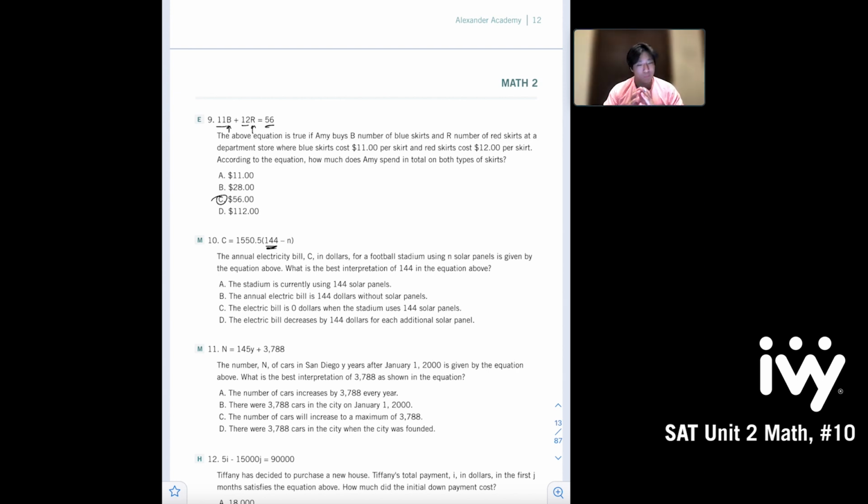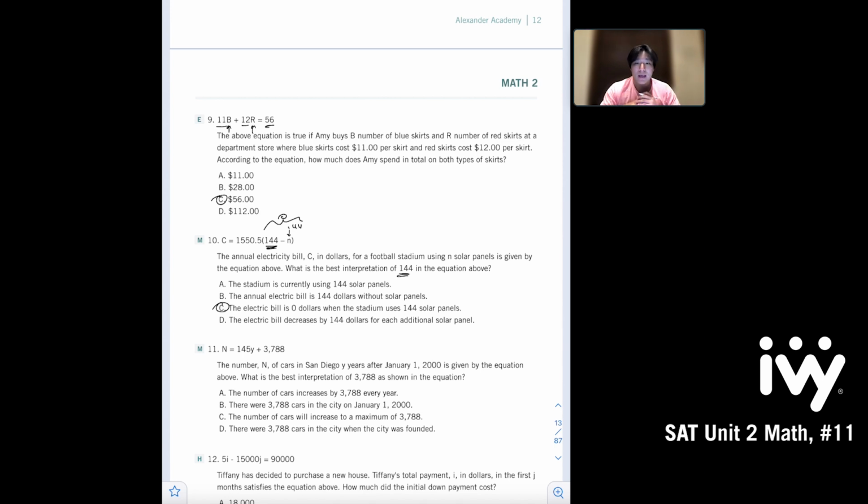When it's equal to 144, we actually get C to be equal to 0, which means when our number of solar panels is 144, like they're asking for, our electricity bill is actually going to be equal to 0. Because if N is equal to 144, this right here is 0, so C is equal to 0. Electricity bill is $0 when our stadium uses 144 solar panels.